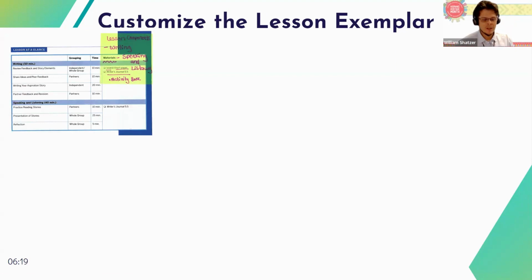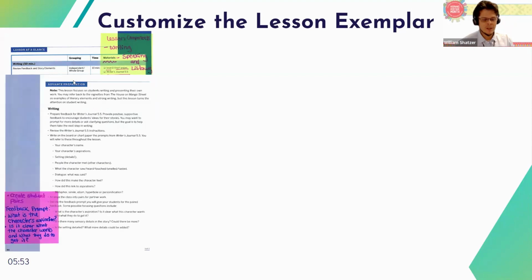flawlessly deliver this lesson. In this case, I know I'm going to need a board or chart paper, and I'm going to need my writer's journal 5.5, which is what they're calling the activity book in this particular unit. So don't get confused when they say writer's journal. We're like, what? When did it change to writer's journal? Well, each unit kind of calls their activity book something different.